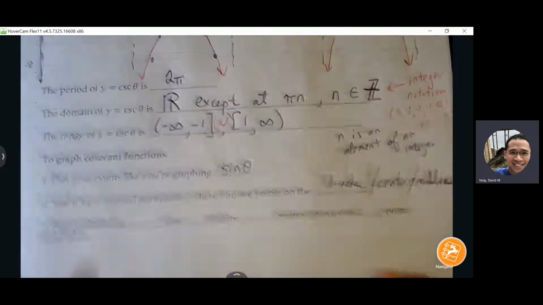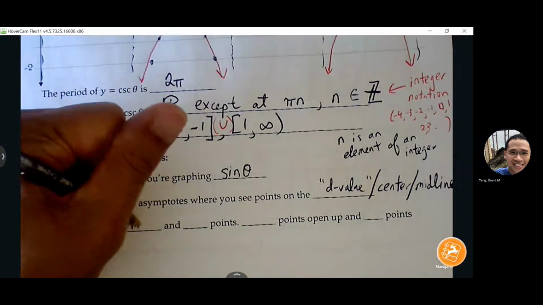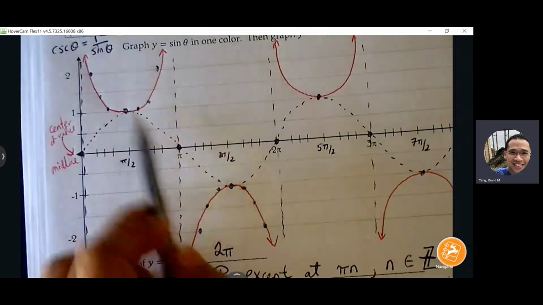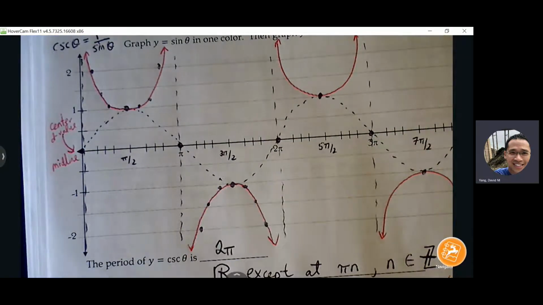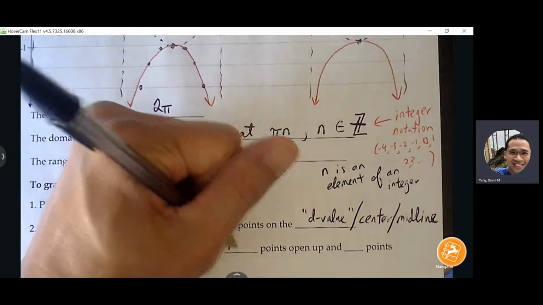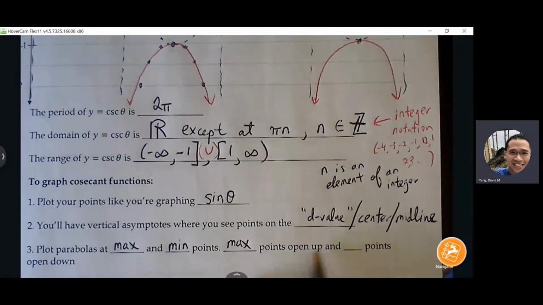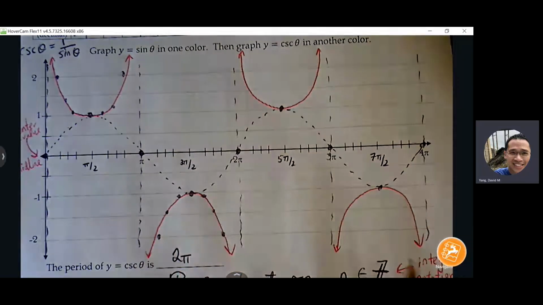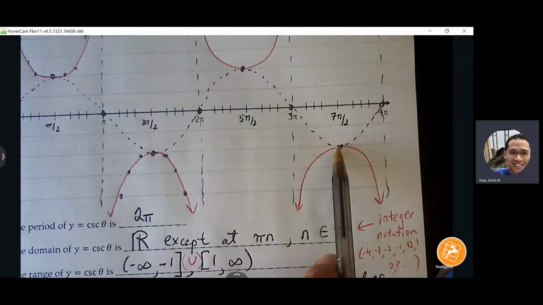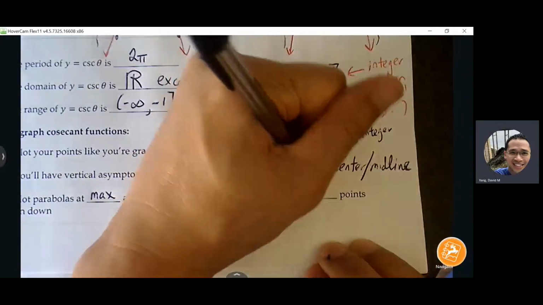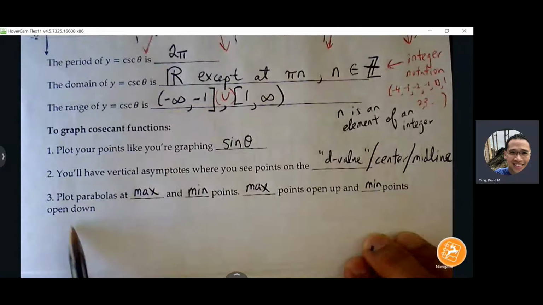Okay, so you're going to plot these parabolas at the max and min points. That's what we did, right? All the max and min points are going to be where our parabolas are going to reflect off of. So at your max points, your parabola is going to open up, right? All the peaks of your sine graph is where your parabola is going to open up, and at all your valleys, the minimums of your sine graph, your parabola is going to open down.